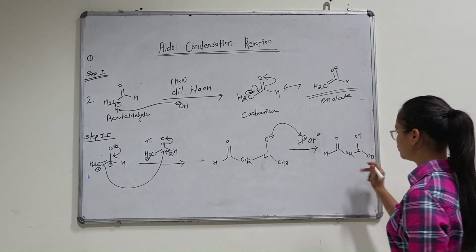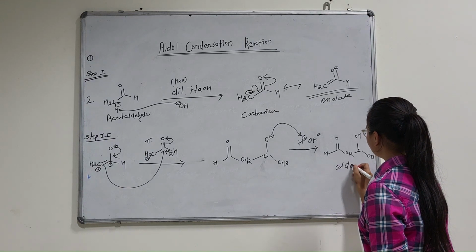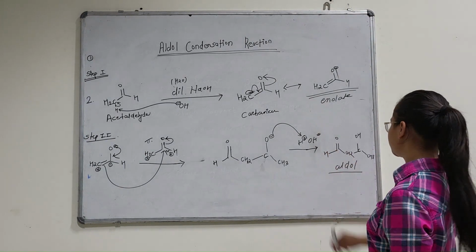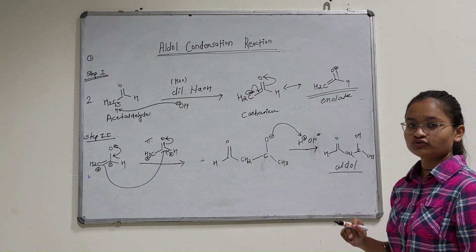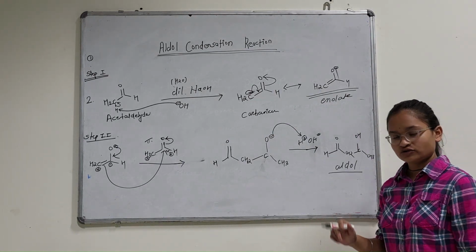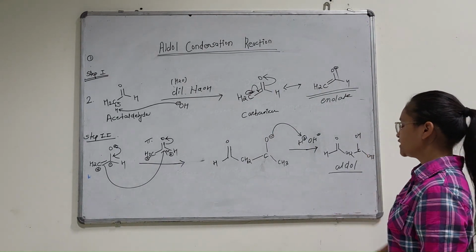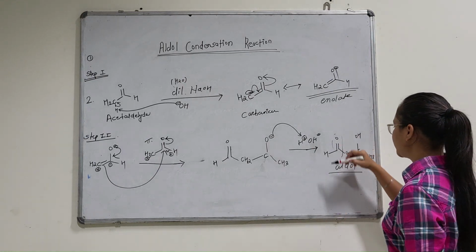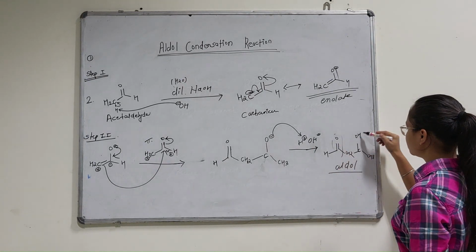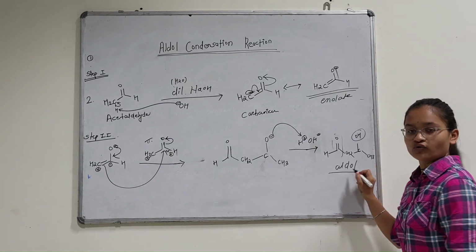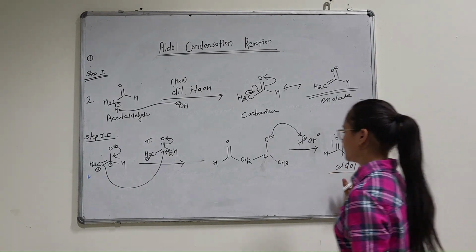This is aldol. Why is it called the aldol product? It is based on our reaction name. For the functional groups, you should know the IUPAC nomenclature and common nomenclature. According to IUPAC nomenclature, this functional group is known as an aldehyde. So we take ALD from this, and this is a hydroxyl group, so we take OL here. So this becomes the aldol product, right?